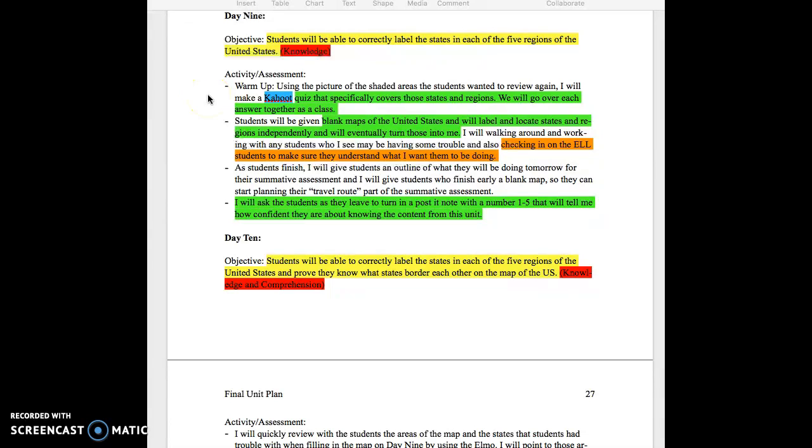So for their warm-up, they're going to be doing a Kahoot quiz that has stuff in it that relates to the area they shaded in the day before, the one they said they had trouble in.